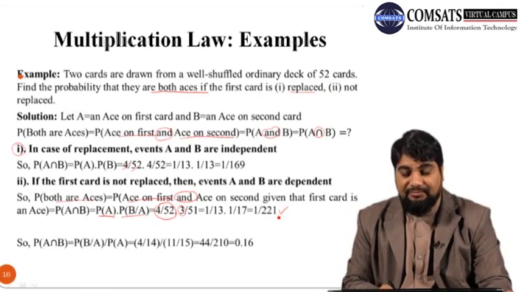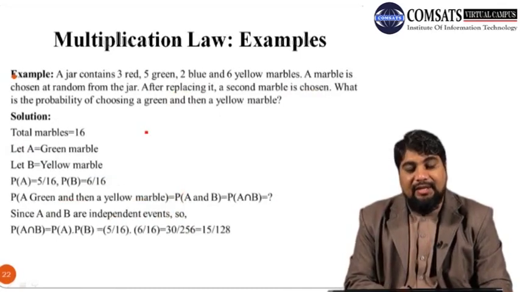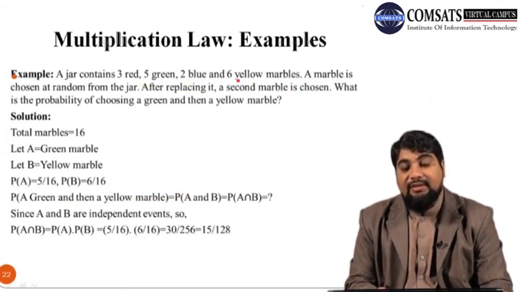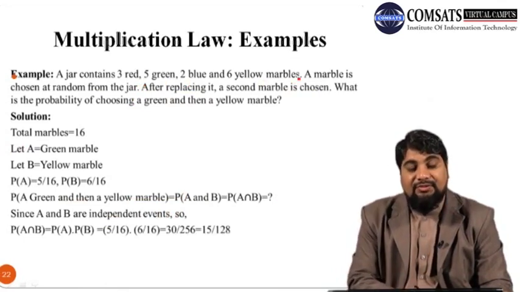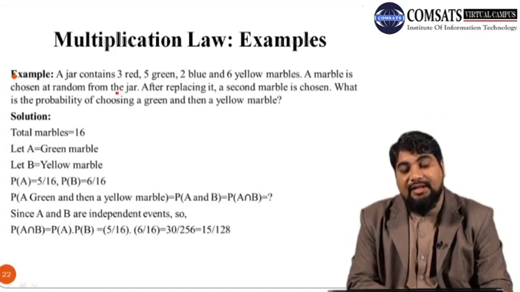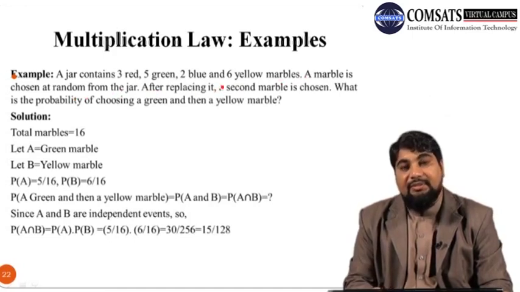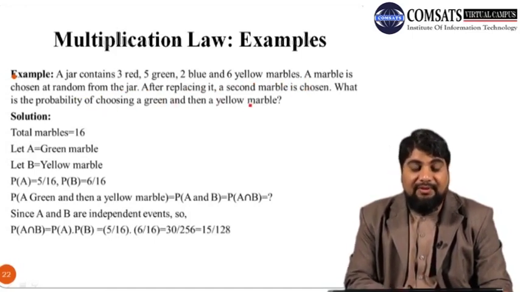In this case the result is 1/221. So let us consider another example. A jar contains 3 red, 5 green, 2 blue and 6 yellow marbles. A marble is chosen at random from the jar. After replacing it, a second marble is chosen. What is the probability of choosing a green and then a yellow marble?